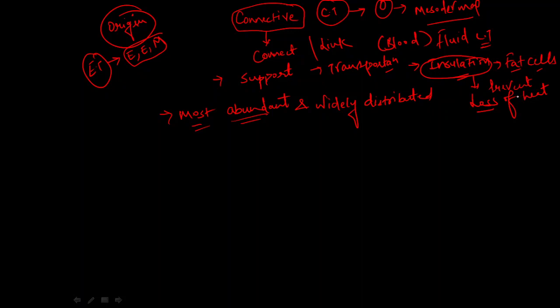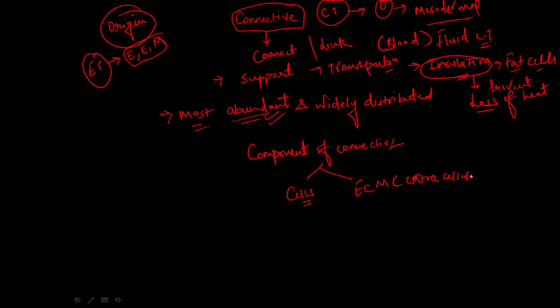Again, the most important thing is, as I told you, it is one of the most abundant. If you look at any tissue structure, whether you are talking about the structure of a connective tissue or the components involved in it, let me write this. Components basically consist of two things: first, the cells, and second, the ECM, that is, extracellular matrix.